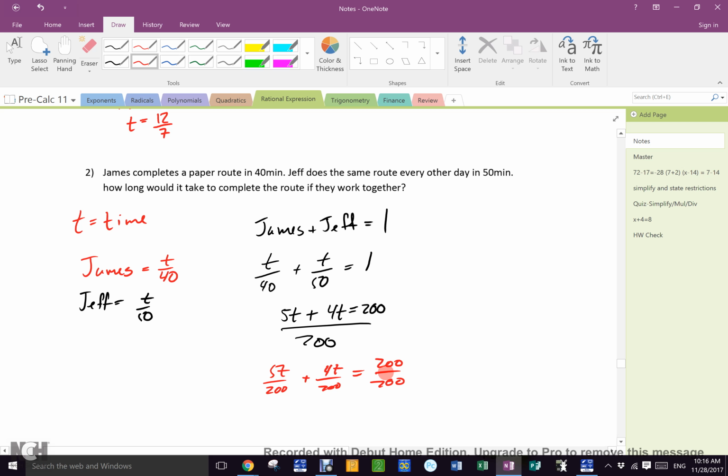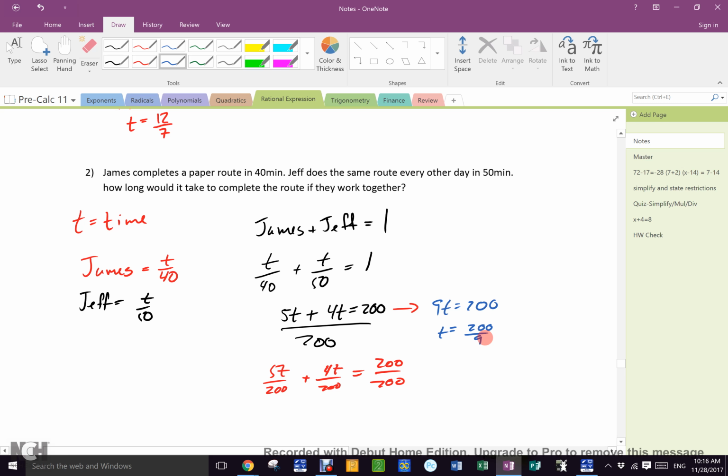Where's the only math happening now? Do we need those 200s? No, because when we're adding fractions, we don't add the denominator, do we? 7 halves plus 5 halves is 12 halves, yeah? So we only care about up top, so we're only going to do this math. What is it? 9t equals 200. So what does t equal? 200 over 9.